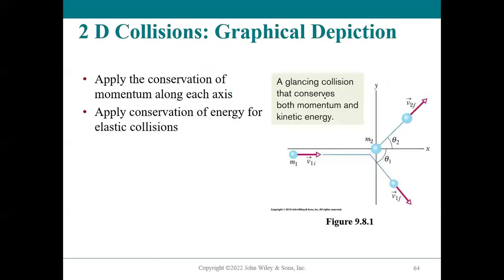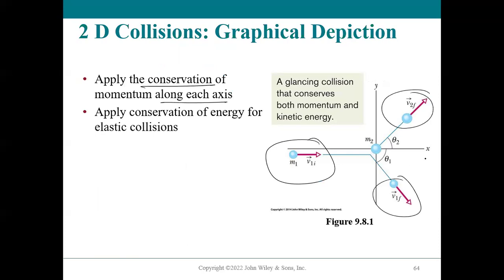Okay, imagine in 2 dimensions here, the 2D collision graphical depiction. Apply the conservation of momentum along its axis. So for example, mass 1 and velocity 1 initial only along the x-axis, and V2 final and V1 final, it means that there are components at the x and y axes.